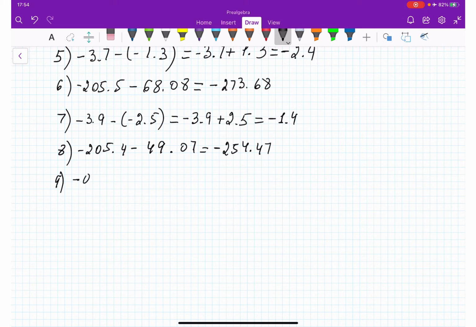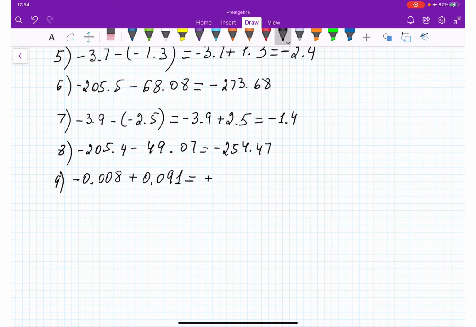Negative 0.008 plus 0.091. So signs are different. We are going to subtract. But which number is bigger? It's going to be this number because it has only one zero, but here 0.008 it has two zeros. That means 0.008 is smaller than 0.091. And because 0.091 is positive, the result is going to be positive, right?